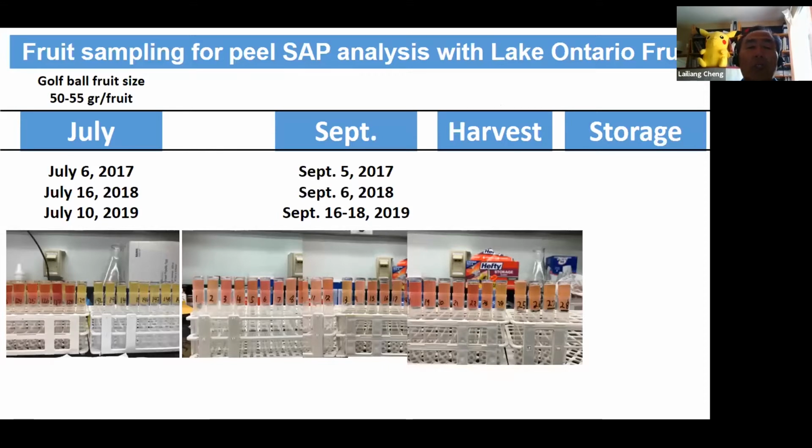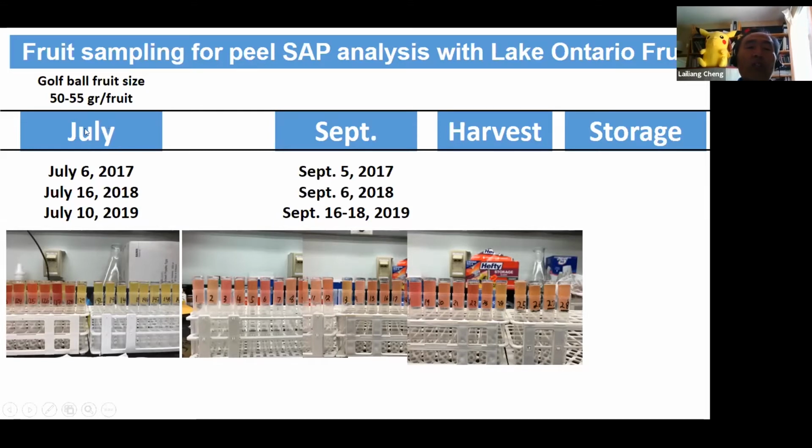So to determine if pure sap analysis can be used for predicting bitter pit risk in commercial orchards, we worked closely with Scott Henning and many of his growers at Lake Ontario Fruit. Basically, we identified 30 blocks that have a range of bitter pit incidence, bitter pit risk, and then took fruit samples for 3 years. We started in 2017.